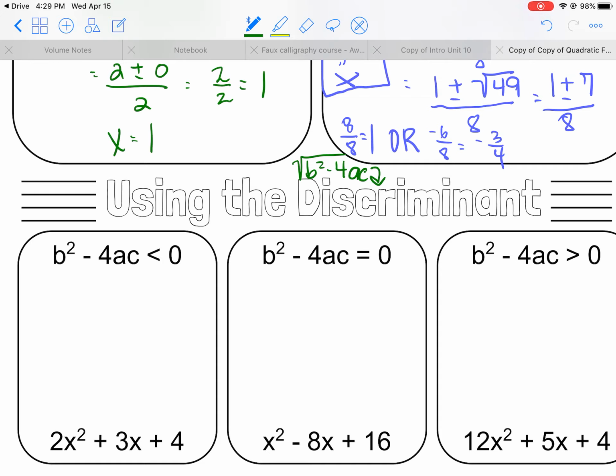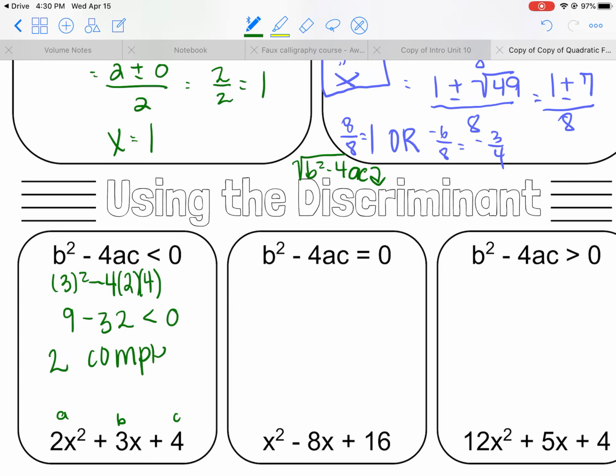If I had this first quadratic function here, 2x squared plus 3x plus 4, this is a, this is b, and this is c. So b squared, so 3 squared, minus 4 times 2 times 4. Let's see what that gives me. 3 squared is 9. 4 times 2 is 8. 8 times 4 is 32. So 9 minus 32 ends up being less than 0. When you have a discriminant that is negative, you have two complex solutions. A complex solution has imaginary numbers. That's a conversation for another day. But if you have a discriminant that is less than 0, you have two complex solutions.